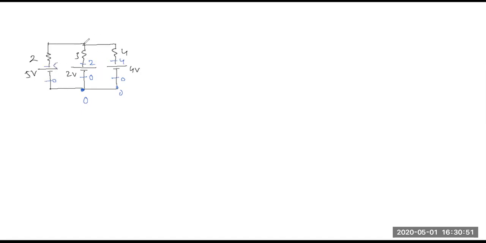Now I cannot predict what will be the potential here, right? Reason being that there is a resistance in between. Unless I know what the drop is, I cannot predict what will be the potential over there. So I'll consider it to be X. Now once I've defined potential, I have defined X. Still I don't know whether X is greater than 5, greater than 2 or greater than 4, or it's less than those values. So I'll have to assume a direction of current.